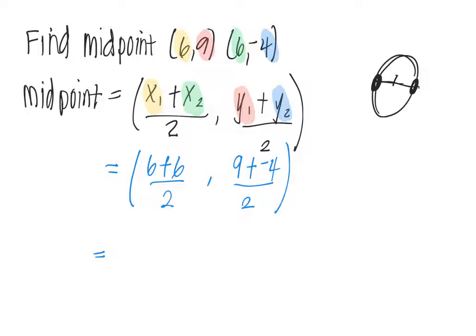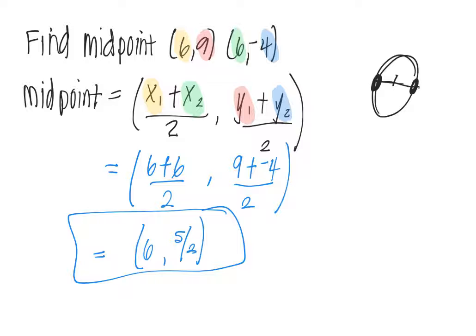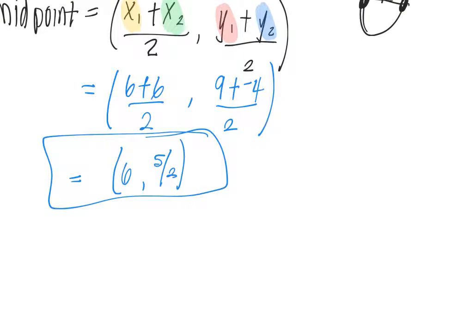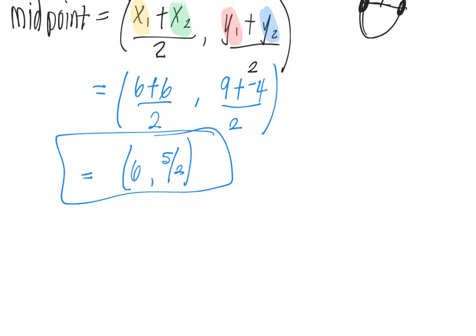That's 12 divided by 2, which is 6. 9 plus negative 4 is 5. And I get 5 halves. Now, whenever you type the answer in, it will tell you underneath that box the format it wants it in. It will say, I want an ordered pair, and I want it to be simplified fractions or either decimals. And this particular one asks for an ordered pair with decimals.